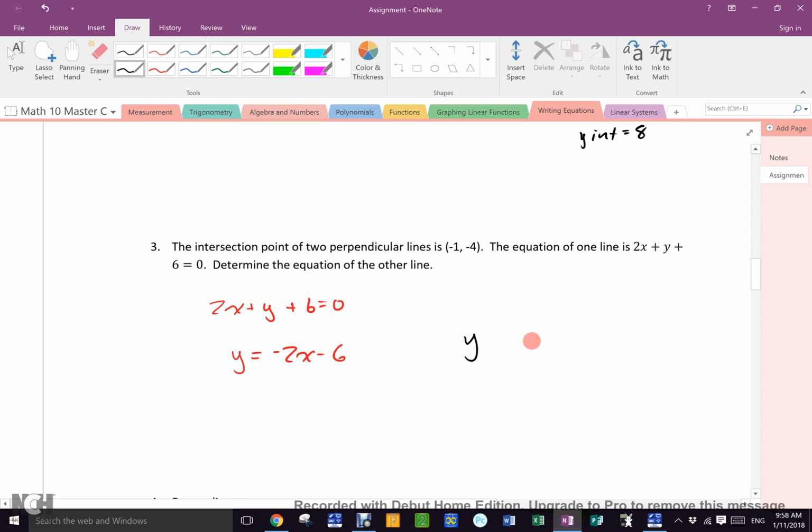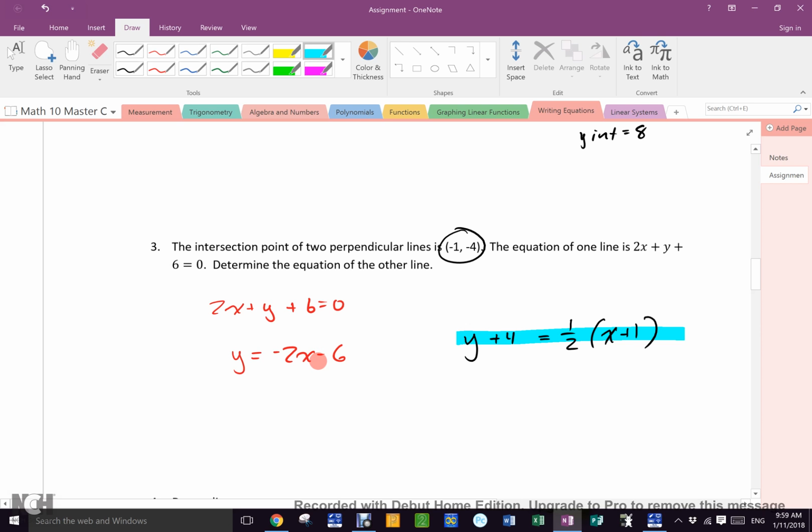Y has to equal, what's perpendicular to -2? 1/2. And now I have the slope I need, and I just need that point, don't I? So it's y minus -4, which is what? +4. And x minus -2, which is what? Or 1, sorry. And then that one's done. Does everybody understand what I did there? Okay?